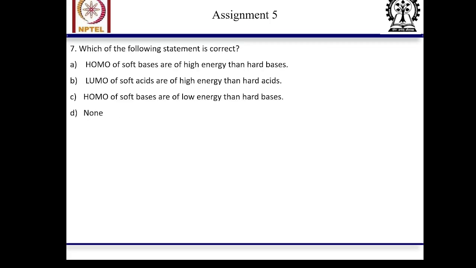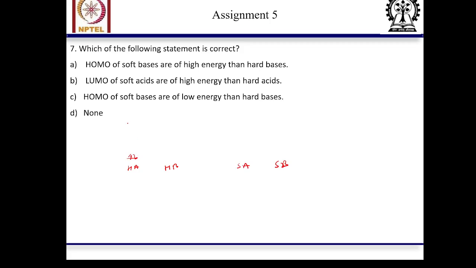HOMO of the soft bases are higher in energy than hard bases. LUMO of the soft acid are higher in energy than the hard acid. LUMO of the soft bases are lower in energy. So first thing, let me draw the diagram. I will write hard acid, hard base. We have to write soft acid, soft base. So what will happen there?